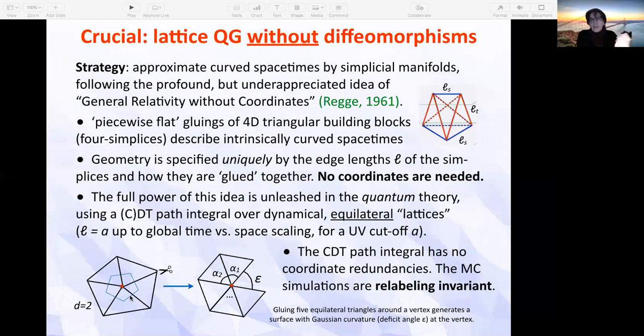The way to detect it, or to visualize it, is to think of cutting open this ensemble and putting it out on the flat table. Then a deficit angle epsilon of 60 degrees will appear, which is a direct measure of the intrinsic Gaussian curvature of this two-dimensional piece of triangulated space that I started with.